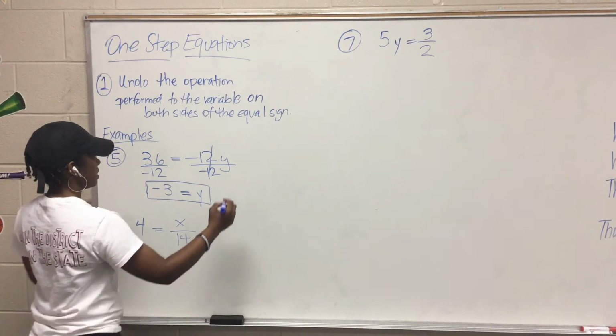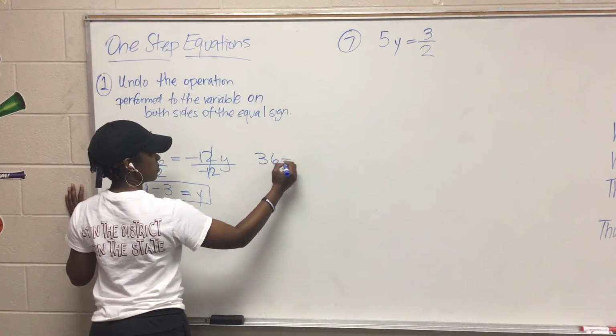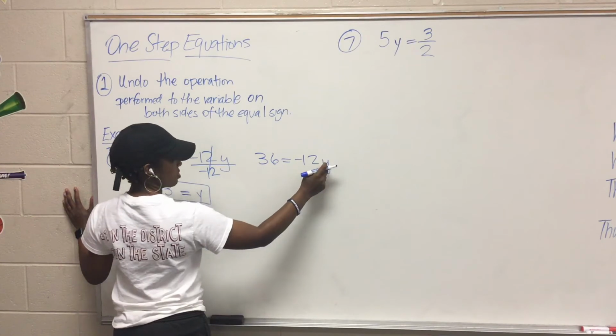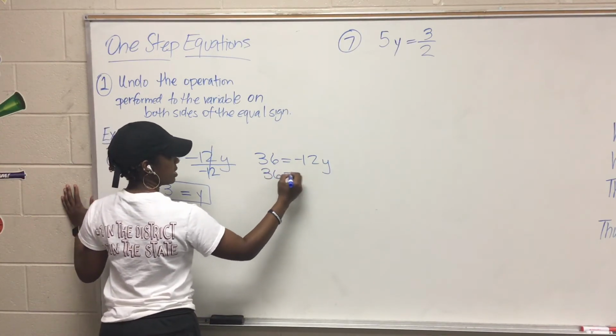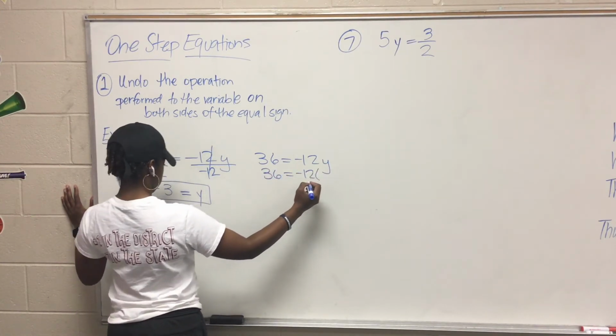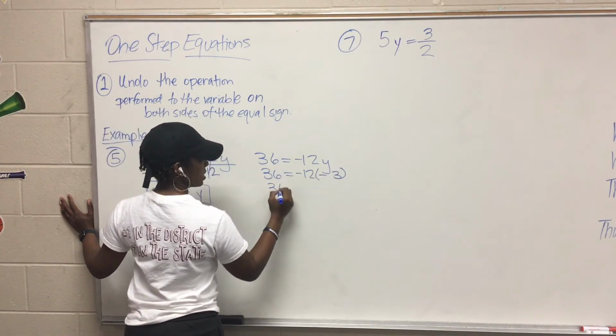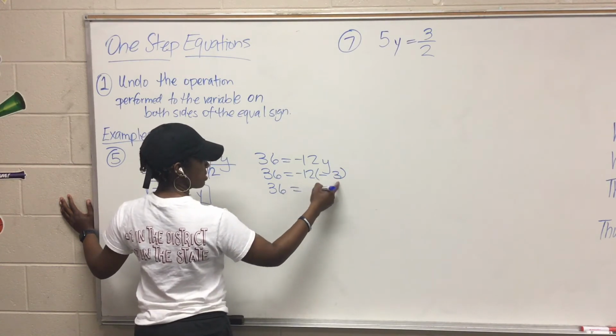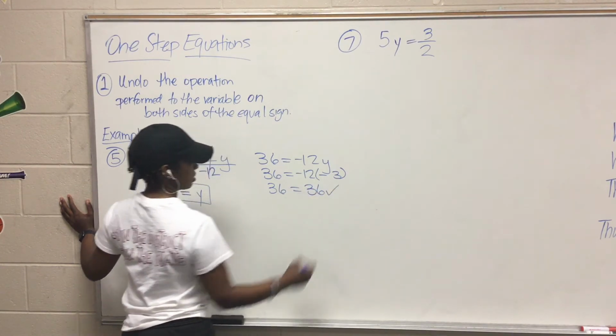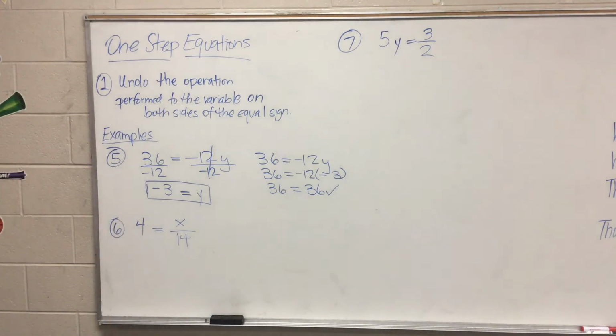If I wanted to check it, I can rewrite this and sub in my answer for y. So 36 equals negative 12 times negative 3. 36 equals negative 12 times negative 3, which is 36. So I can check that my answer is correct. Now try number 6. You can pause it at this time.